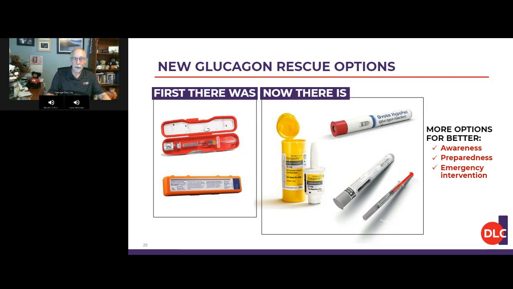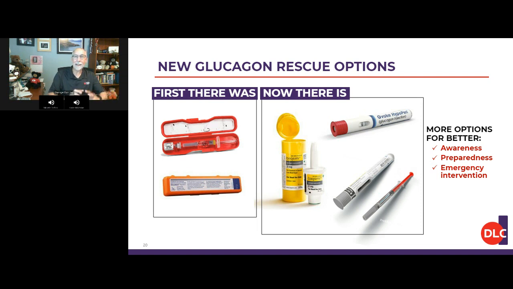New glucagon rescue options. So glucagon, think of this as like an EpiPen for someone having a low blood sugar. If you're having a low blood sugar and the individual is passed out, there are now new glucagons available on the market that are like an EpiPen, where you just inject the person with the glucagon.